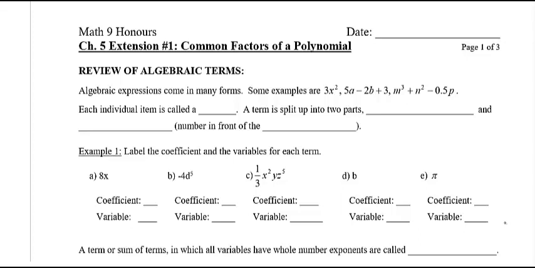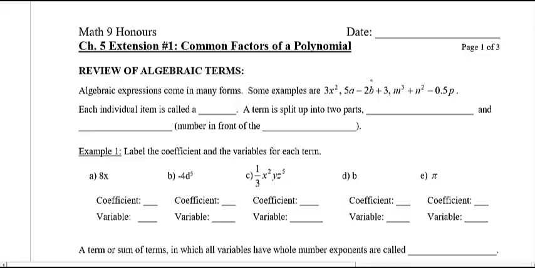This is chapter 5, extension number 1, where we're going to extend what you learned in Math 9. We're going to talk about common factors of a polynomial today. So let's do a quick review of all these algebraic terms. Algebraic expressions come in many forms. Here are some examples.